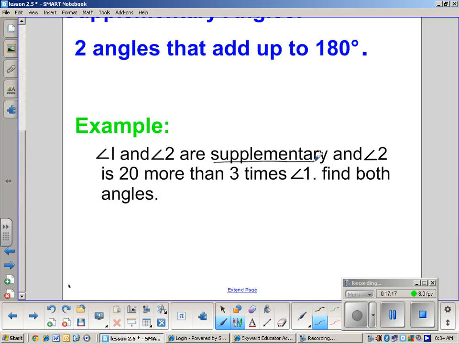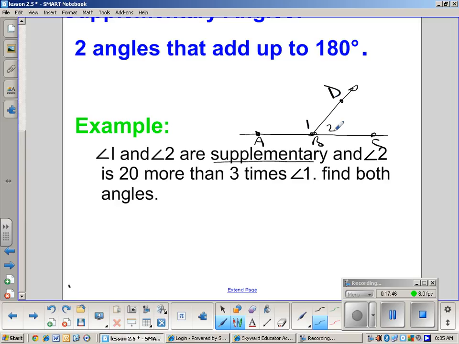A straight angle, A, B, C, that's a straight angle, is 180 degrees. So if I want to be sure that they add up to 180, I'm going to start out with a line, what we call a straight angle, and I'm going to put another ray on there. I can mark that D if I want. It really doesn't matter. I'm going to label angle 1 and angle 2.